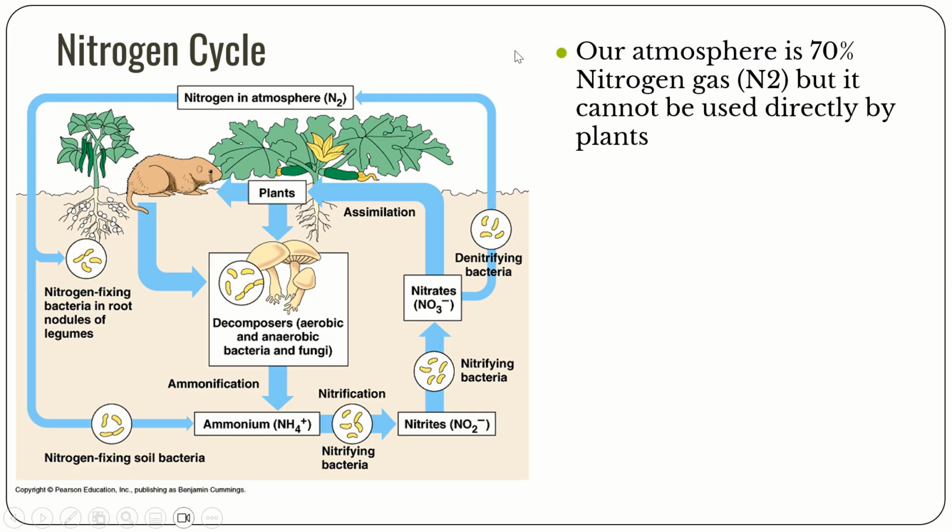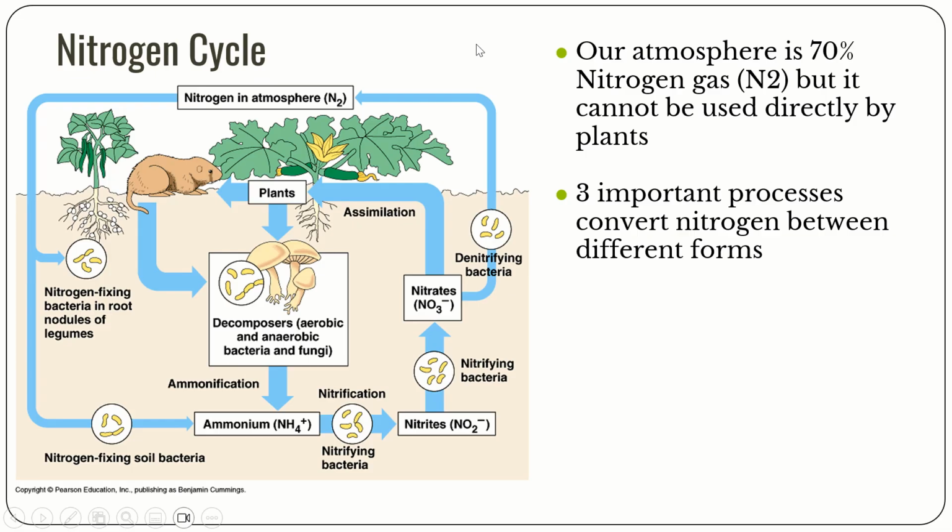One reason that this is more difficult than some of the other cycles is that even though our atmosphere is about 70% nitrogen, it's in a form called nitrogen gas, where you have two nitrogen atoms, I think, triple bonded to each other, which means it's really hard for organisms to use it directly. So lots and lots of nitrogen, but not in a form that organisms can just absorb from the atmosphere.